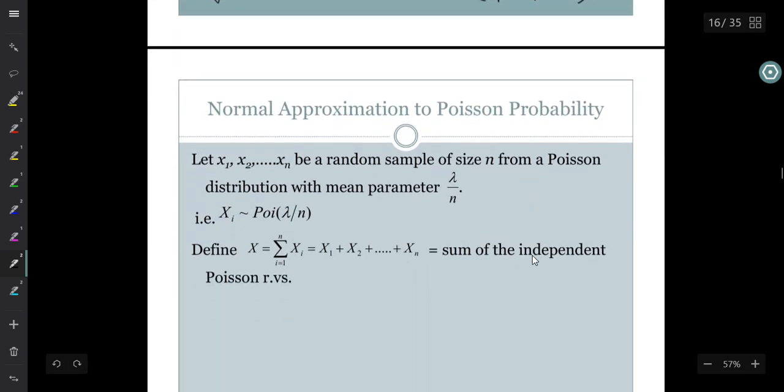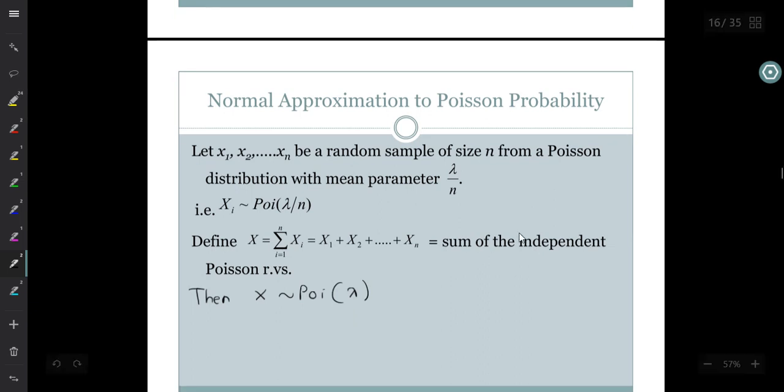Similar to the binomial distribution, you can approximate the Poisson distribution also using the normal density. Similarly, if you have X1 up to Xn, a random sample of size n from a Poisson distribution, okay, so the mean parameter is lambda over n. Then let's define the sum X or Tn to be X1 plus X2 up to Xn, that is the sum of the independent Poisson random variables. Then X, the sum of these Xi's, will have the Poisson distribution with parameter lambda, because you have lambda over n, n times. So when you multiply, lambda over n times n will cancel out. So the summation will have Poisson density with the parameter lambda.